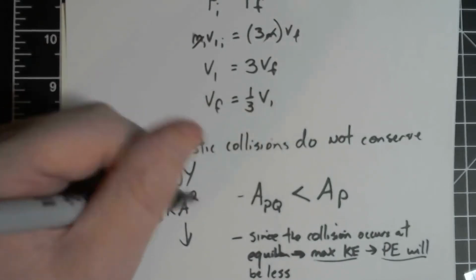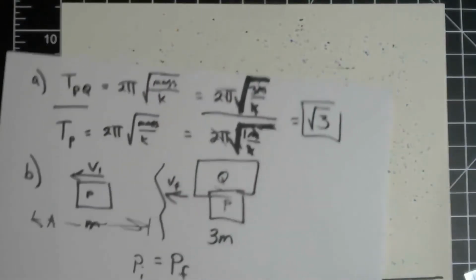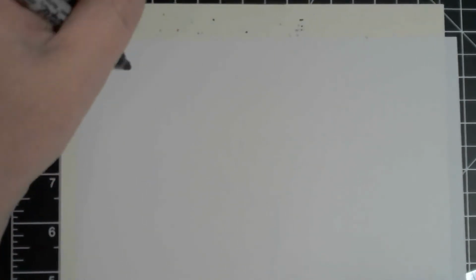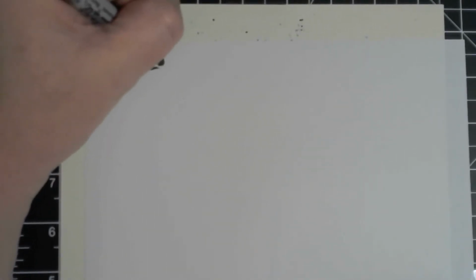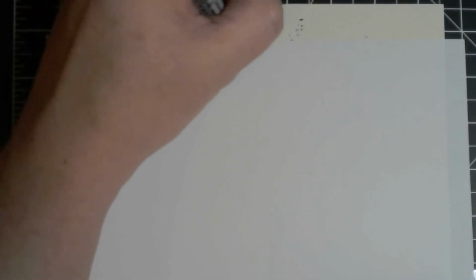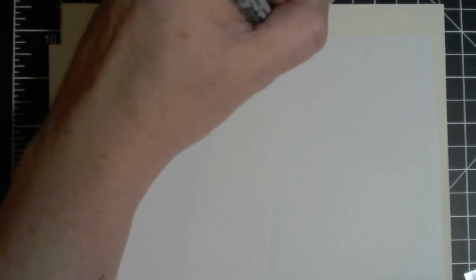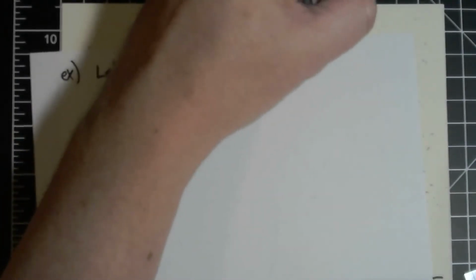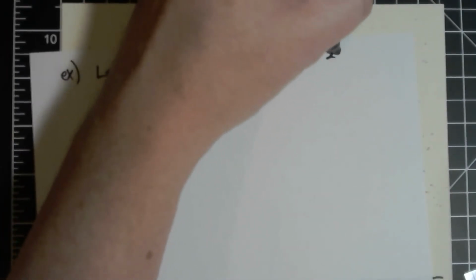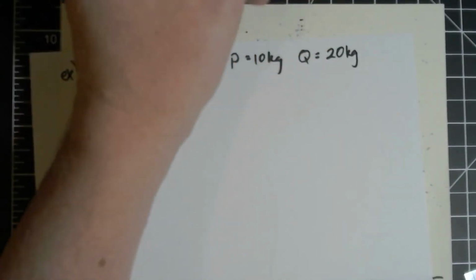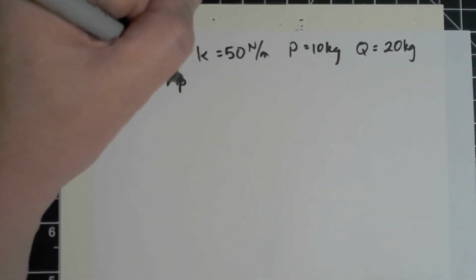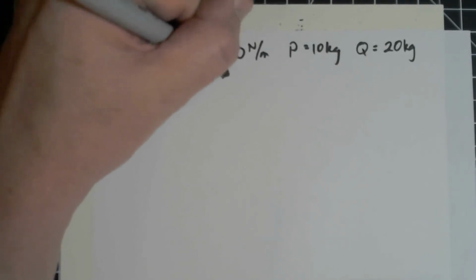All right. And if you wanted to go through any set of calculations, you can. Let's just make up some numbers. So let's let our spring constant be 50 newtons per meter. Let's let mass of P be 10 kilograms. Mass of Q is twice as much. It was 2m, so we're going to call that 20 kilograms. And let's just say the original amplitude of P was 0.7 meters.